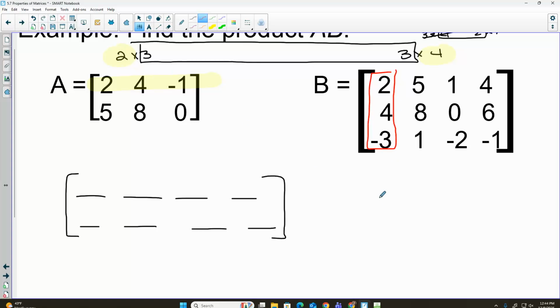So if I multiply this, 2 times 2 is 4. 4 times 4 is 16. -1 times -3 is 3. If you add those together, we get 23. That is my first answer.